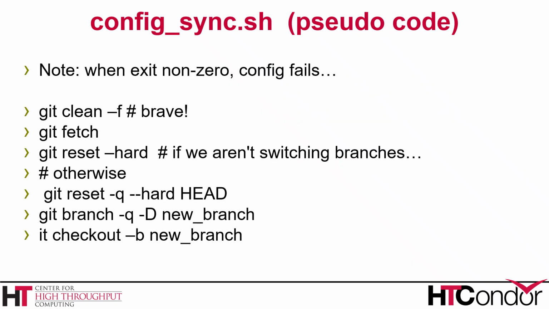So what does config sync do? Well, it's kind of pseudocode here. There's a shell, but basically it issues a set of git commands, which first start with the git clean. So if anyone has changed any of the configurations, maybe by hand, we blow those away. And then we switch to the branch that we want to be on, and we do a git checkout of the correct branch and a git pull.